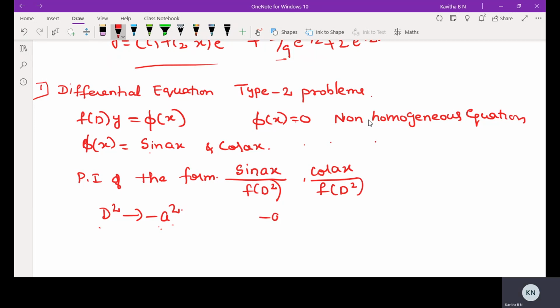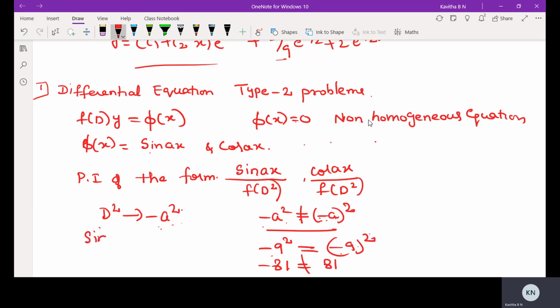Then minus a square is not equal to minus a whole square. Understood this concept? For example, minus 9 square is minus 81, but minus 9 whole square is plus 81. So minus 81 and plus 81 are not equal. Minus a square is different from minus a whole square.